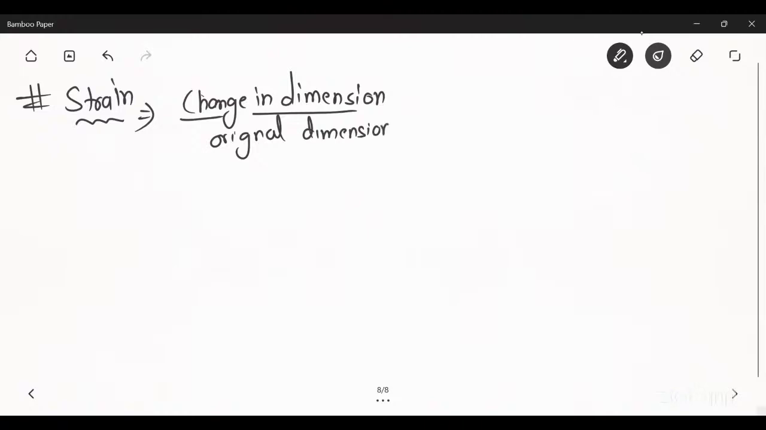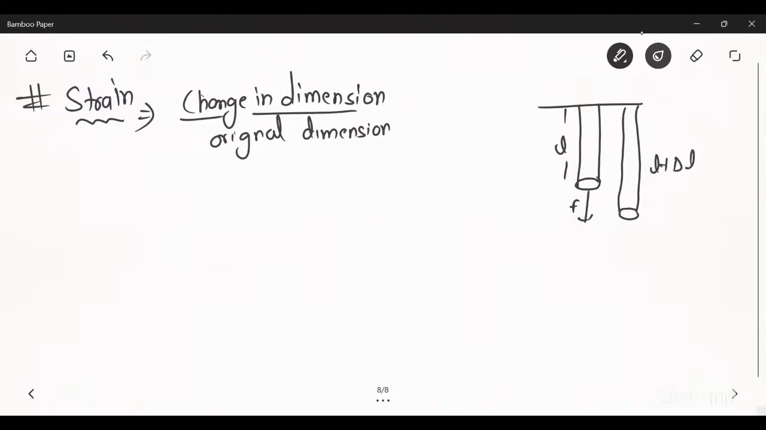Original dimension. Suppose this is the body of length L. If I apply a force on it, what will happen? Its length will increase. So how much will be the change in its dimension? Suppose L plus delta L is its whole length, so the change is delta L. Suppose the value of L is 5 and L plus delta L is 8. So delta L value will be 3 meter.